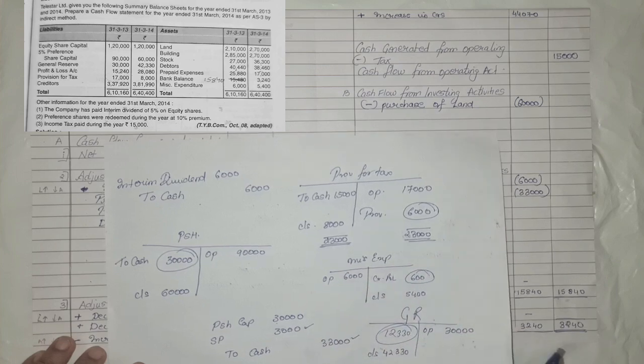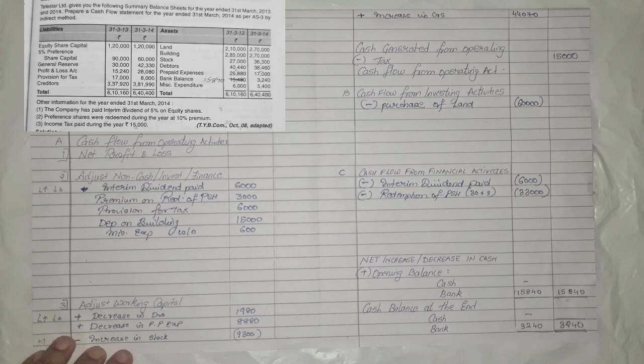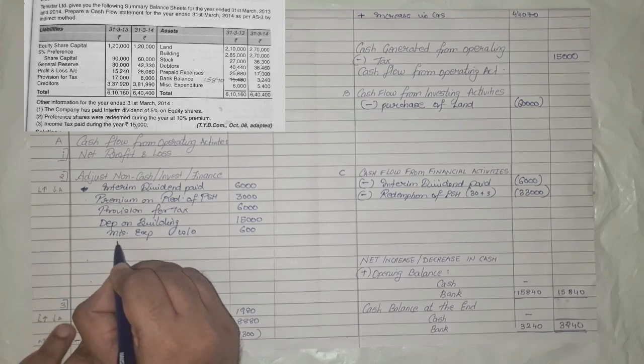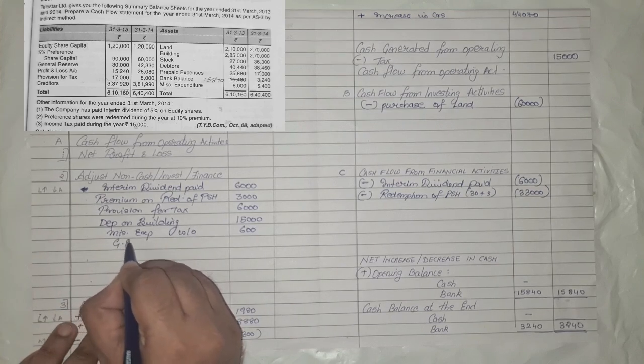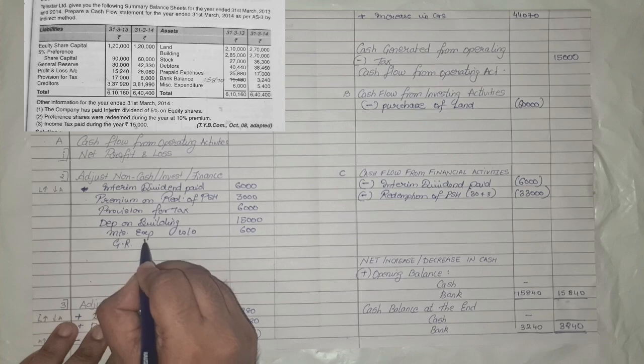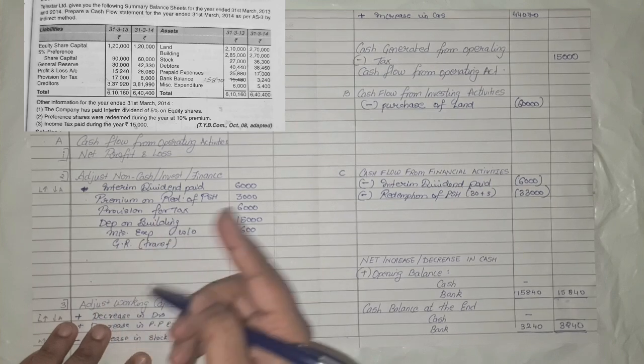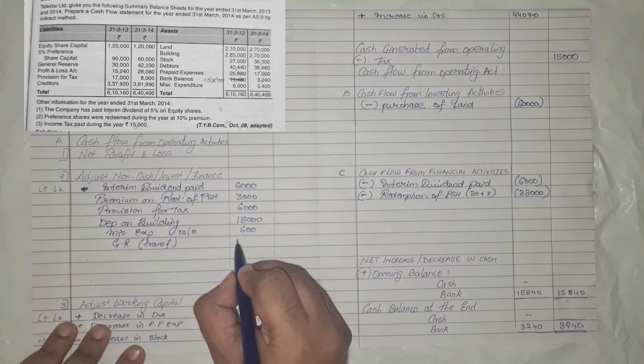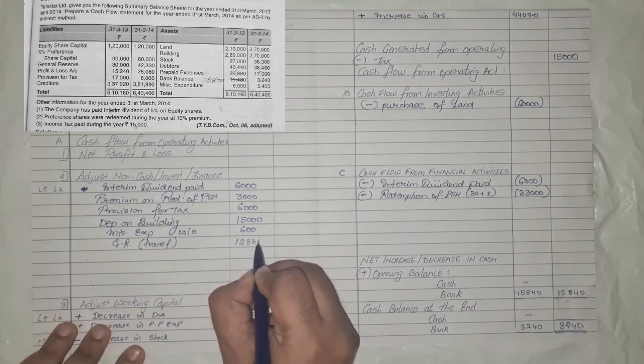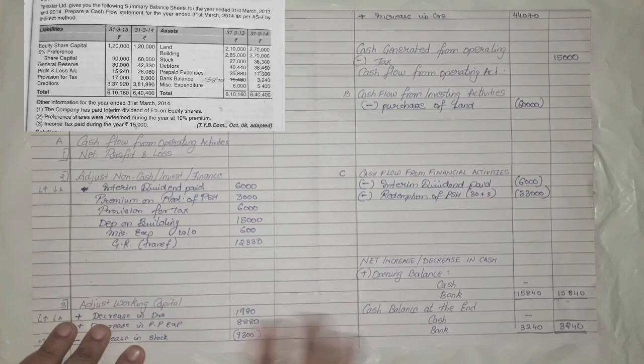So 12,330 has increased. So we will note down here general reserve, or we can use the words general reserve transfer. We have transferred more money into general reserve, and always the difference will be taken into add. So 12,330. If there is an increase in GR value, it will be add. If there is a decrease in GR value, we will less it. Okay, general reserve is done.